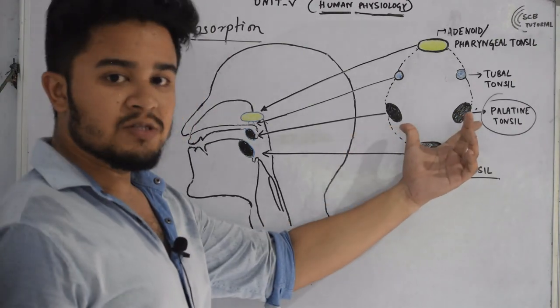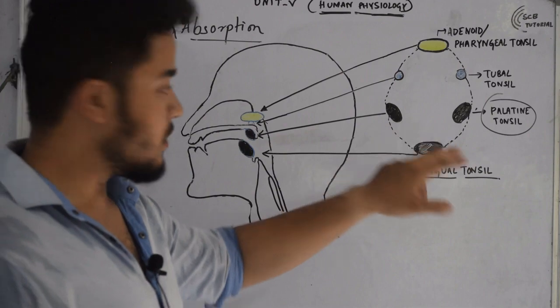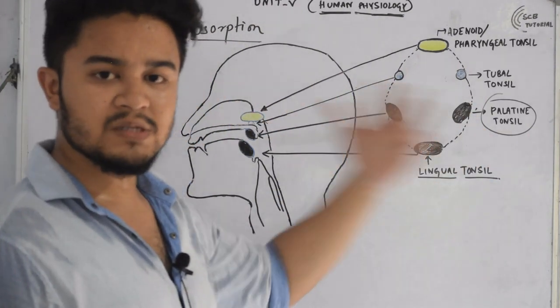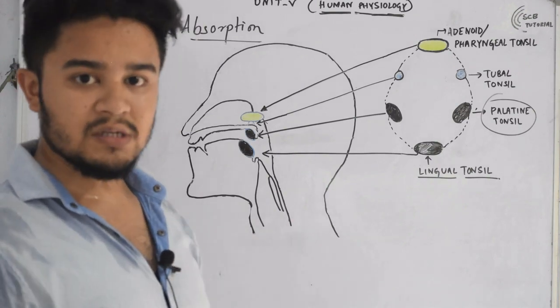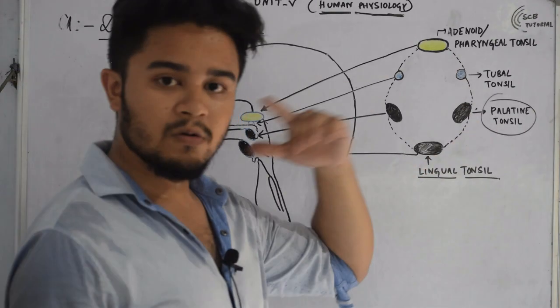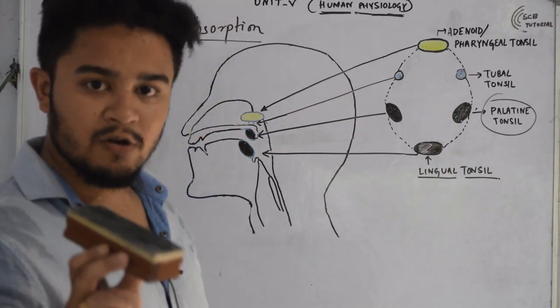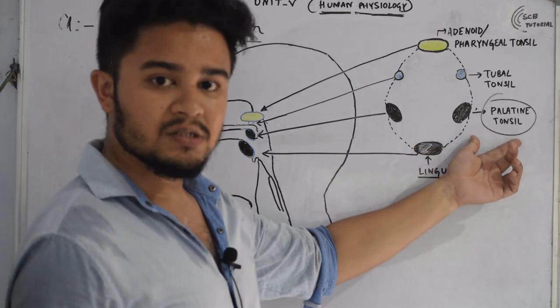Now these palatine tonsils are visible from outside, okay. That is why I have made it circular. That means this is the main type of tonsil which will be visible from outside. For example, if you have suffered from tonsillitis, that means inflamed tonsils, you will go to the doctor, right, and the doctor will ask you to please open your mouth, and he observes these palatine tonsils.